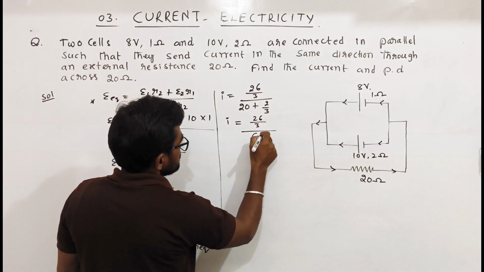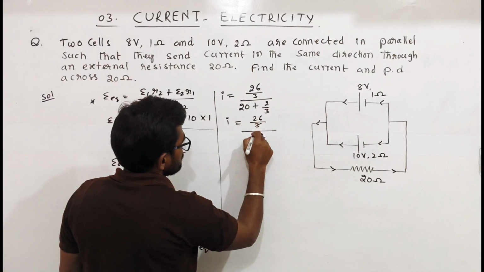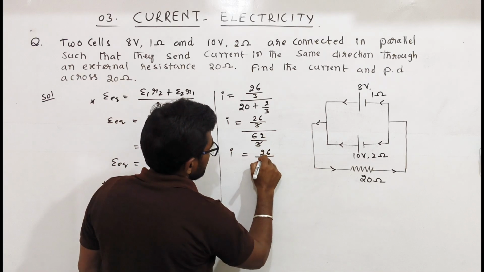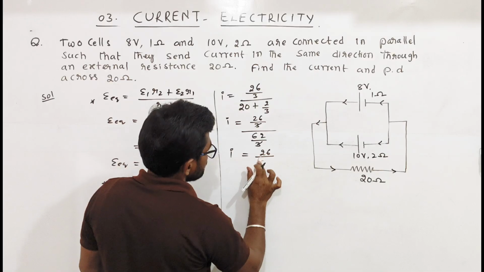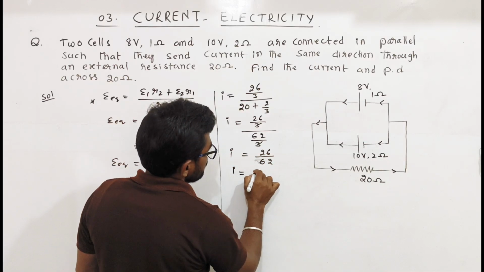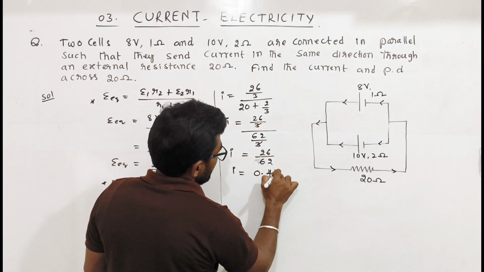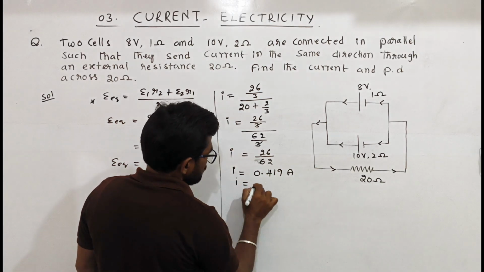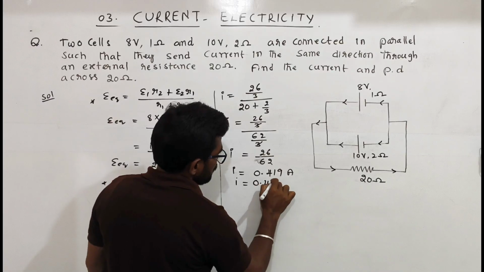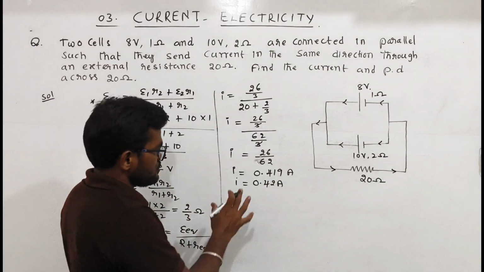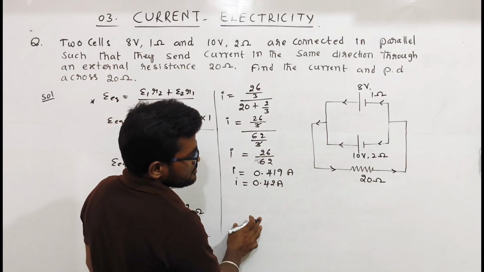Take LCM, 62 divided by 3. These two 3s will get cancelled. Then I is equal to 26 divided by 62, which is 0.419 ampere. Approximately I is equal to 0.42 ampere. Okay, check the answer once with a calculator, no problem at all.